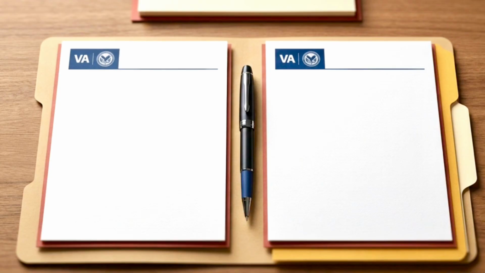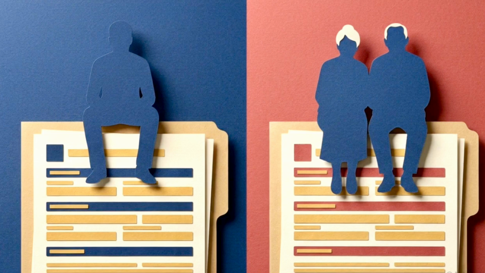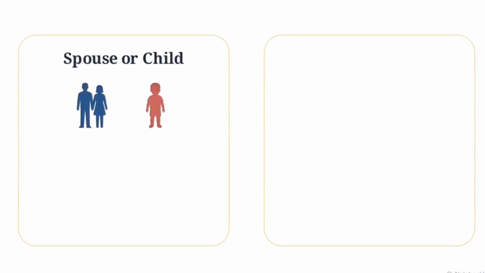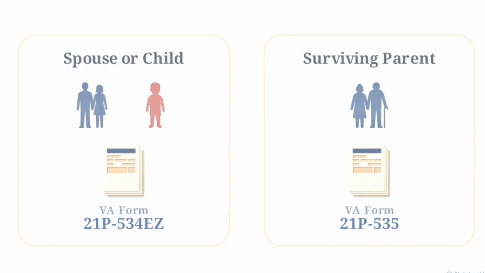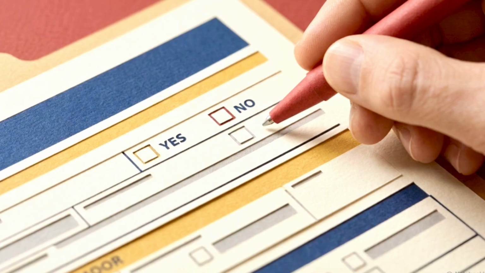With your evidence ready, you need to match it to the correct VA form. The form you select depends entirely on the eligibility category you identified in Step 1. If you are a surviving spouse or a surviving child, you will use VA Form 21P-534EZ. If you are applying as a surviving parent, you will use VA Form 21P-535. Double-check those form numbers. Submitting the spouse form for a parent claim, or vice versa, guarantees an instant rejection and a massive administrative delay.